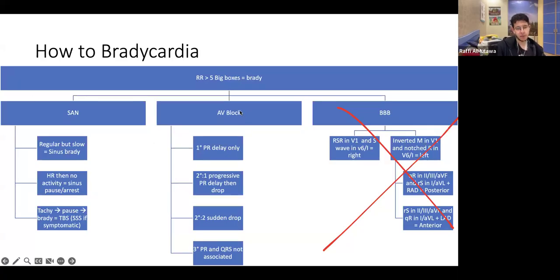AV block, that you see, we have a problem with the PR. The PR is the problem. So it tells us, okay, great, the problem is anywhere from the sinus node to the atria to the AV node. So this is kind of the monkey see, monkey do thing I was talking about. And the bundle branches, although they're not with you guys, they would have abnormalities with the QRS. But you would know it's a problem with the bundle branches, which are in the ventricles.